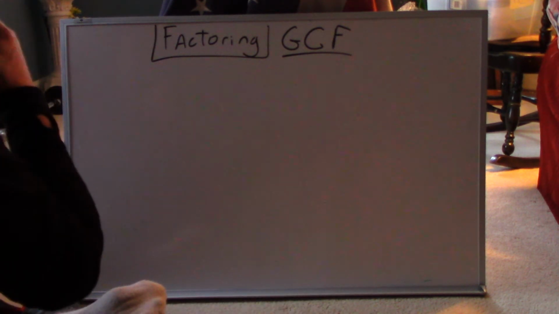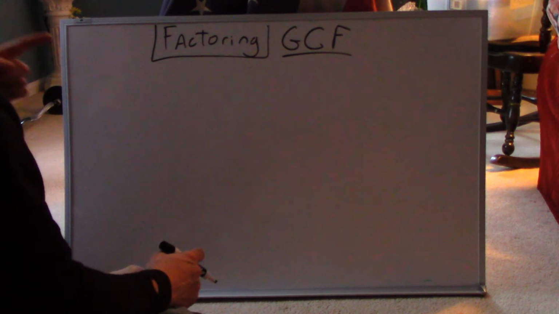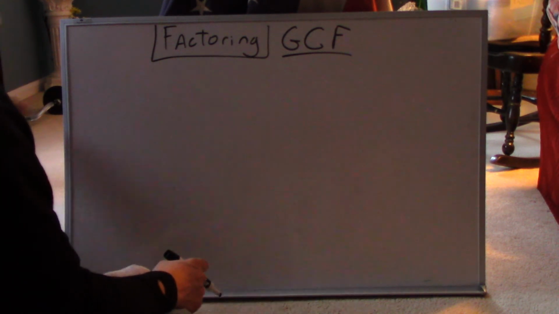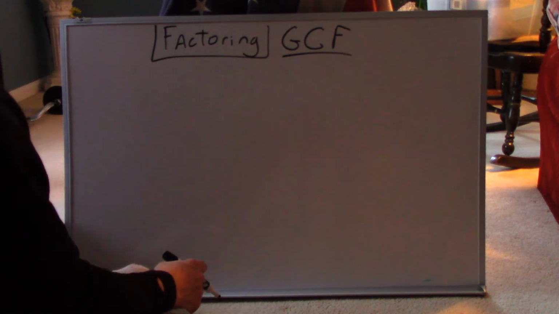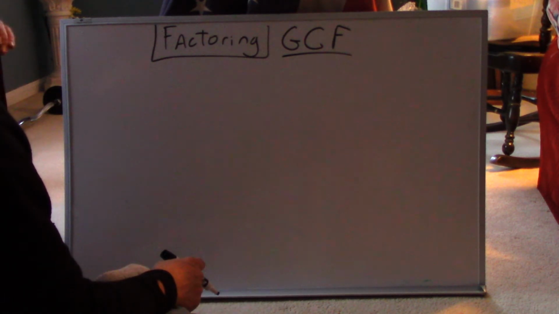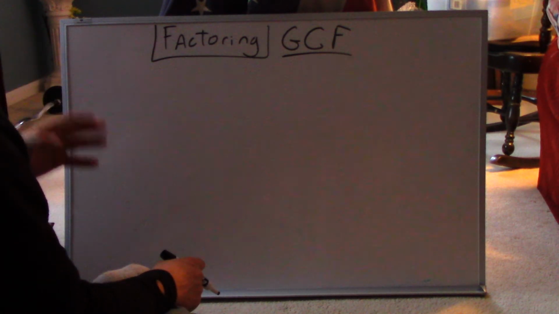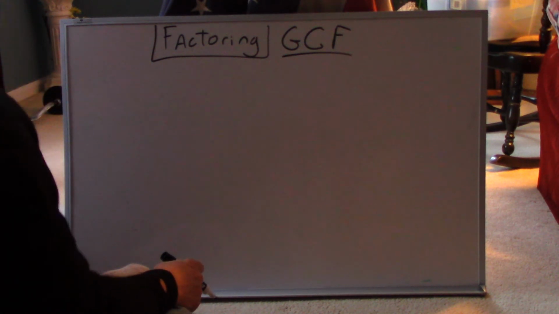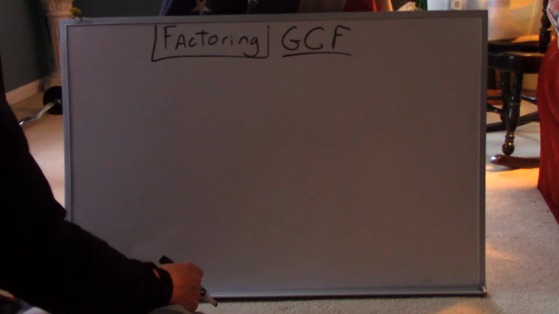Today we're going to talk about factoring, and different kinds of factoring. In this first video, I'll just talk about factoring through finding the greatest common factor. Then I'll do a couple of other videos on the difference of perfect squares, and the product of two binomials. These are the three ways to factor. The first one here is GCF.